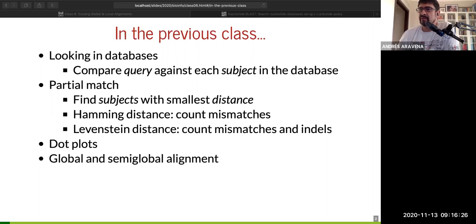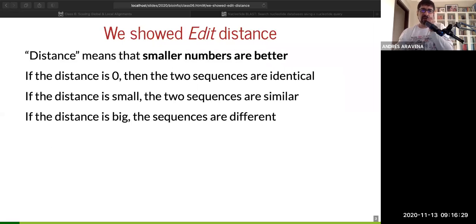Back to the class. So we showed Levenshtein distance, also edit distance.